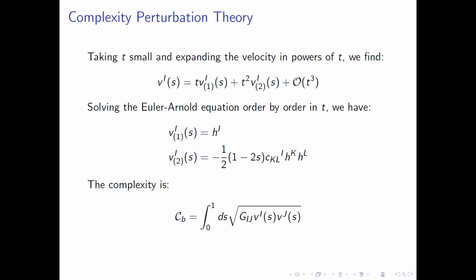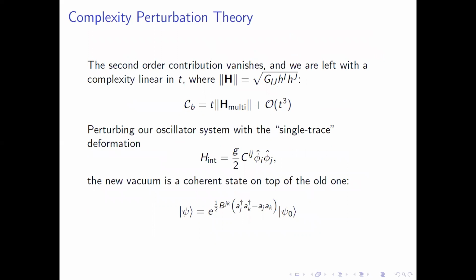So we can take the limit of small t. Remember, t was the coupling of this operator creating the coherent state. And we can expand the velocity in powers of t. Then there's a long calculation you have to do to solve the Euler-Arnold equation order by order in t. But the upshot is that the complexity is proportional to t. The second order contribution of the complexity actually vanishes, and we're left with a complexity which is linear in t. And the constant of proportionality is the norm of this operator with respect to the complexity metric. So what that means is you take the coefficients of this operator that correspond to terms in the operator that are crossing boundaries, and you only count those terms in calculating this norm.